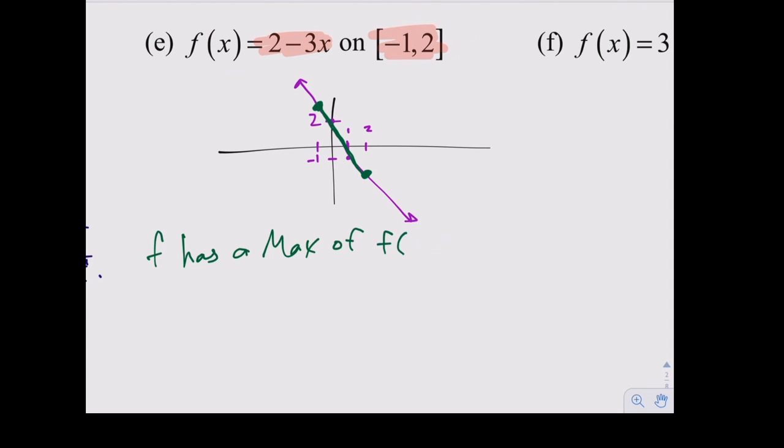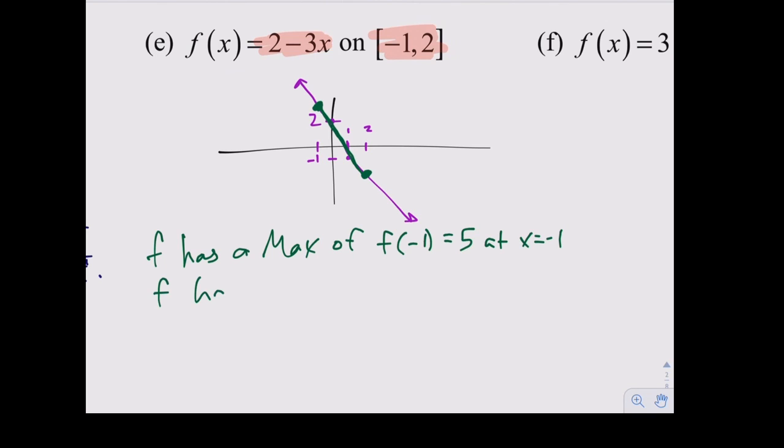It's at the what, left endpoint? F of -1. You already plugged it in. What'd you get? You'll see here at -1, that green dot is the high point. So the function value there, if you plug it in, it's going to be 2 plus 3, so it's 5. And it occurs at x equals -1, which is now your left endpoint.